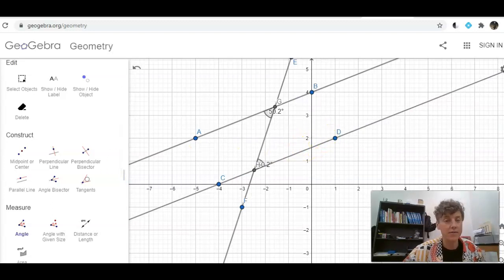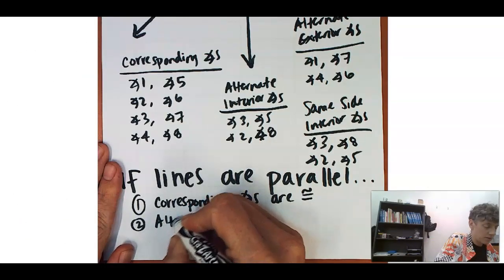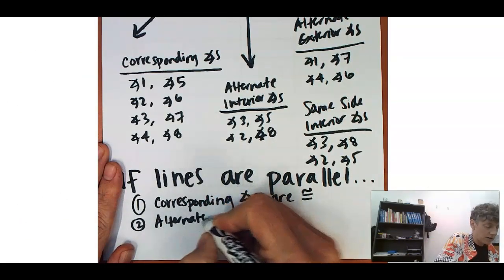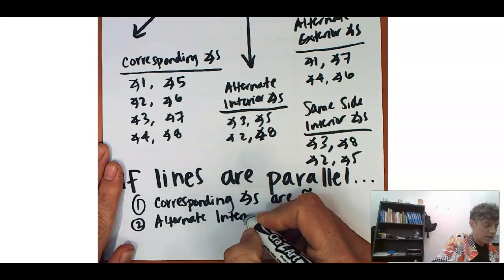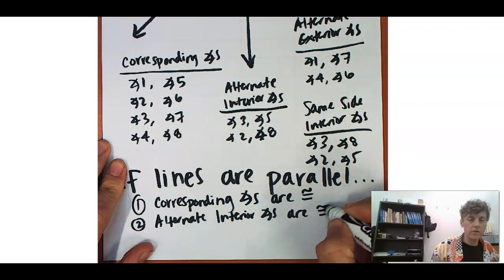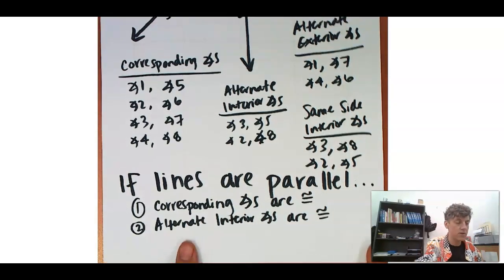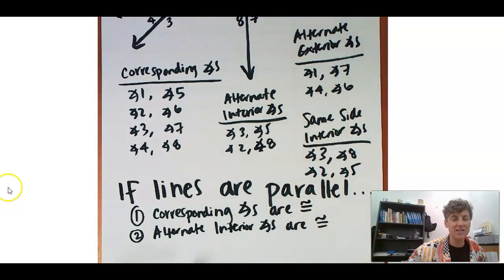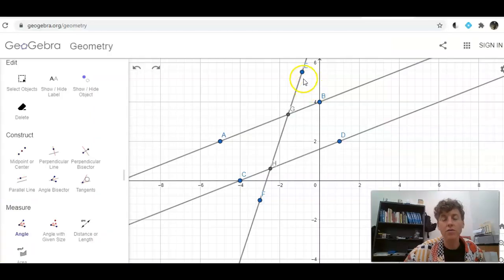So let's write that down. Alternate interior angles are also congruent. All right, let's go investigate some alternate exterior angles. All right, alternate exterior, alternate being opposite sides of this transversal.